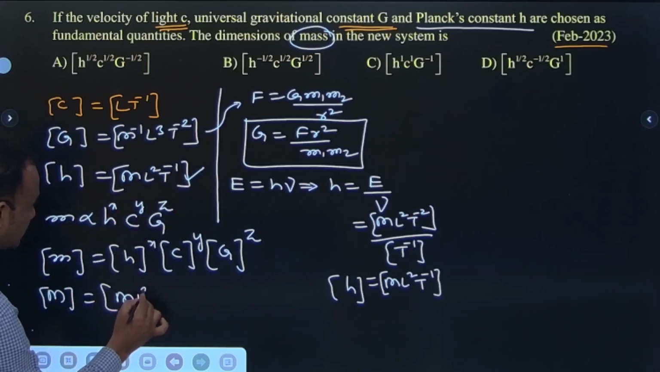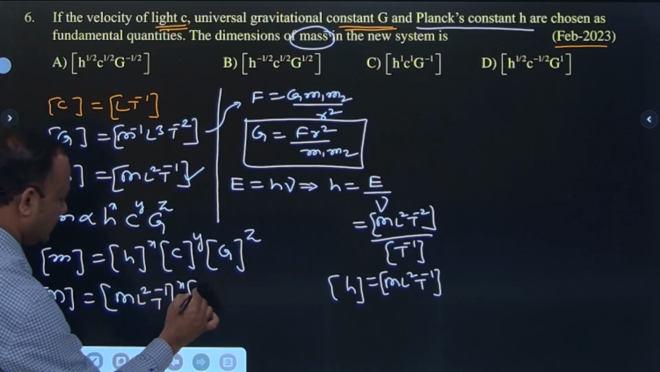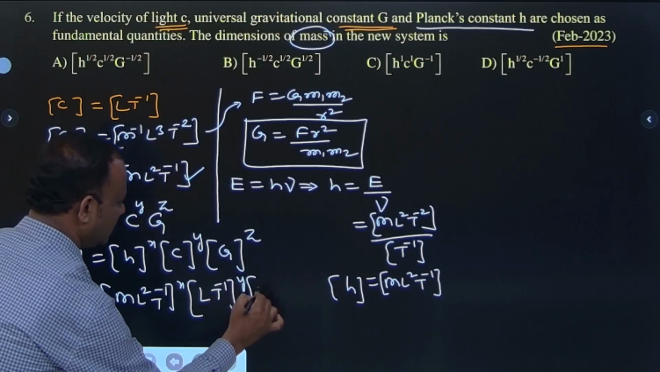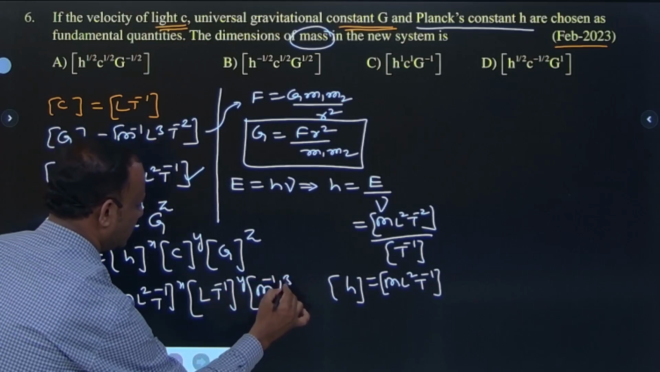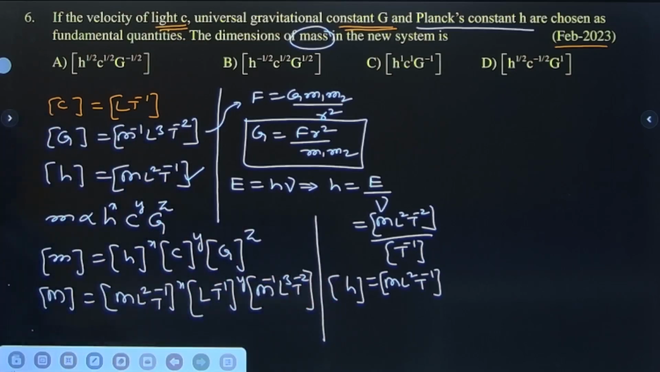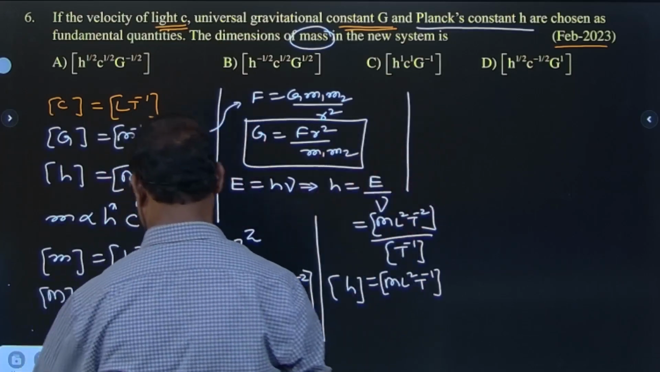M L square T minus 1 to the power of X. C is L T inverse to the power of Y. G is M minus 1 L cube T minus 2. Okay, that is the relation. Now equate the terms, comparing the terms of this one.